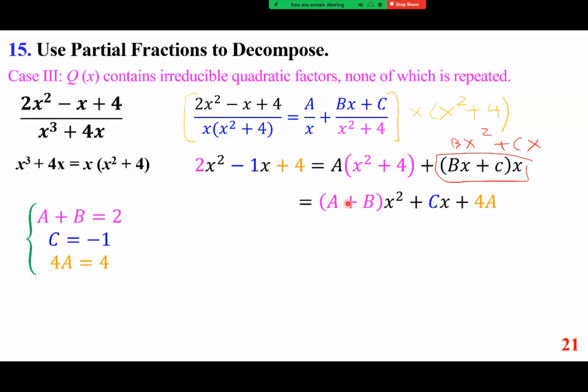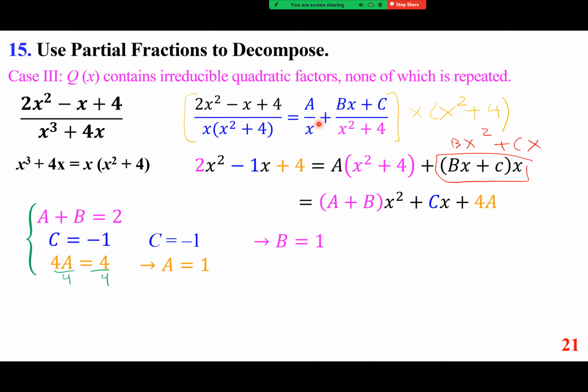So pay attention to this. a plus b must be 2. c must be negative 1. 4a must be 4. Obviously, c is negative 1. It's just given to you. 4a equals 4. That means a equals 1. This one you divide by 4, which gives you a. a is 1. You put it here. If a is 1, b must be 1 as well.